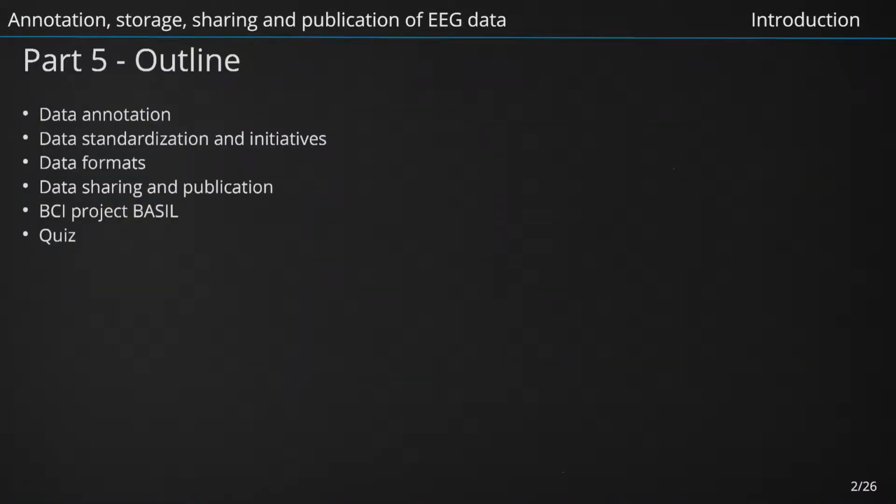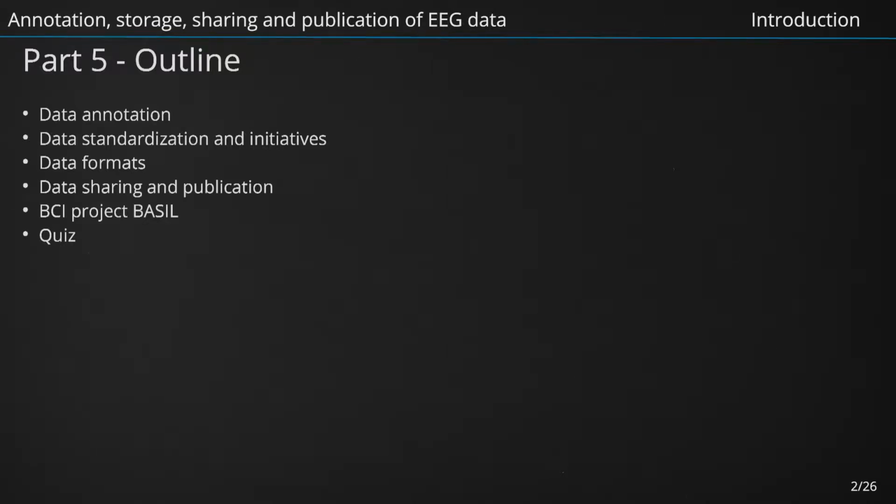Now that we have introduced our position in the EEG data lifecycle, we can present an outline of the fifth part of our tutorial. First, we will describe the importance and ways of annotating EEG data. Then, we will focus on data standardization efforts and initiatives in electrophysiology, and will continue with existing data formats for storing EEG and ERP data. But we will, of course, also introduce formats that are more general and allow us to describe and store electrophysiology, neurophysiology, or even general time series data.